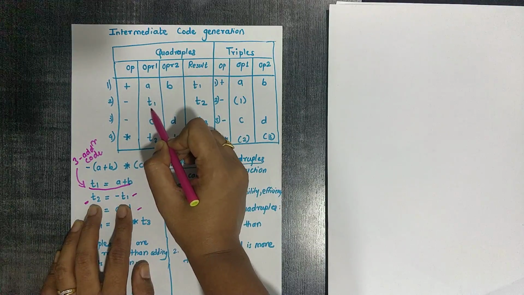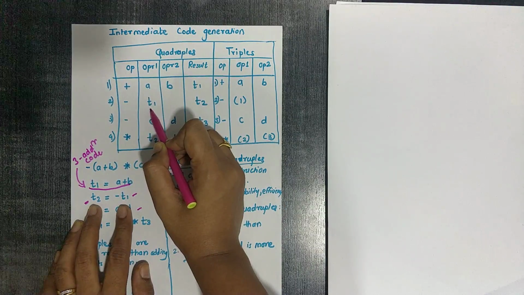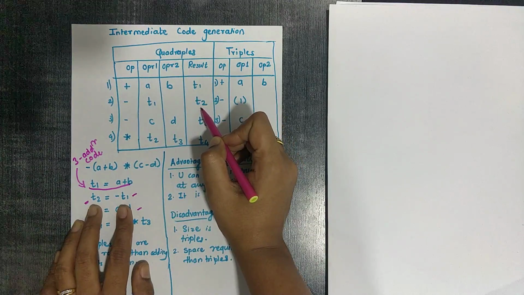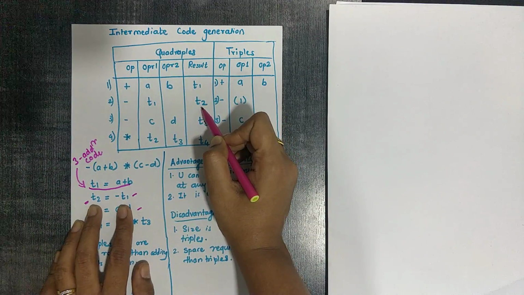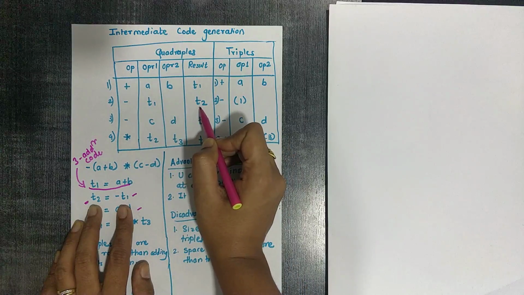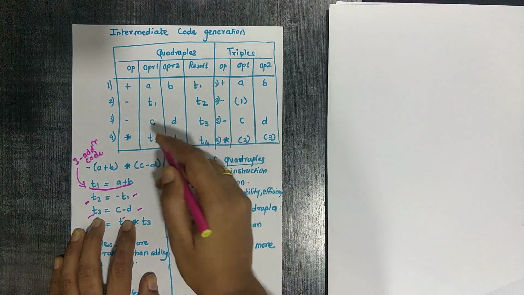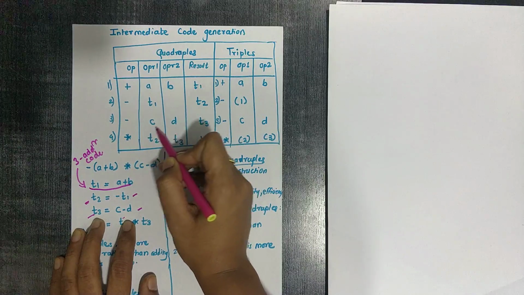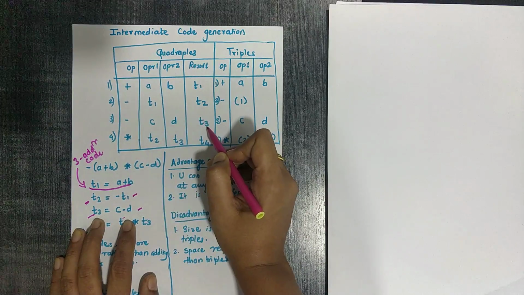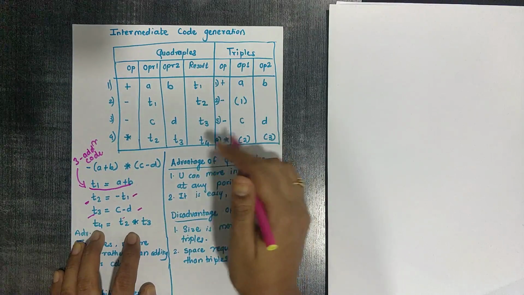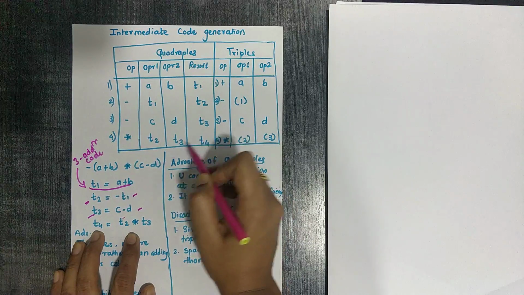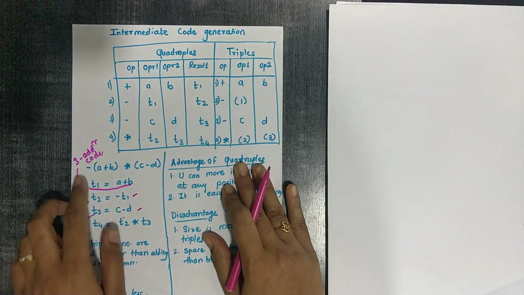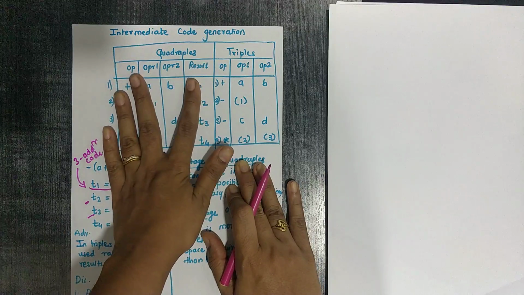So second, what is the second statement? That is minus t1. Minus is the operator and only one operand is there, that is variable t1, and it gives you the t2 result, meaning minus t1 is assigned to t2. Same way for c minus d, minus is operator, c and d are operand 1 and operand 2, and result is t3. And lastly we get the t4 result by multiplying t2 and t3. So this expression is evaluated by using a quadruple.